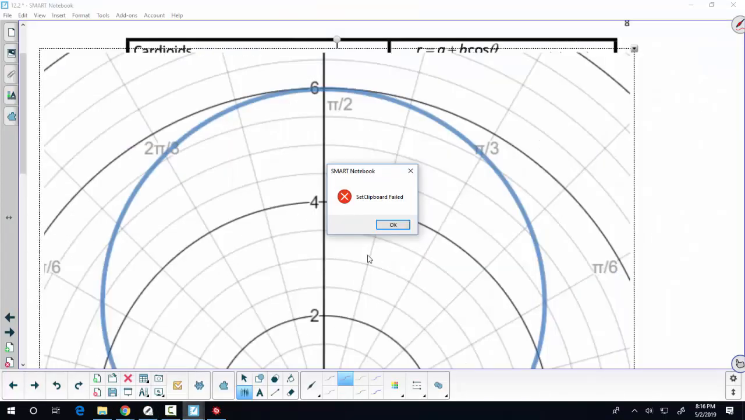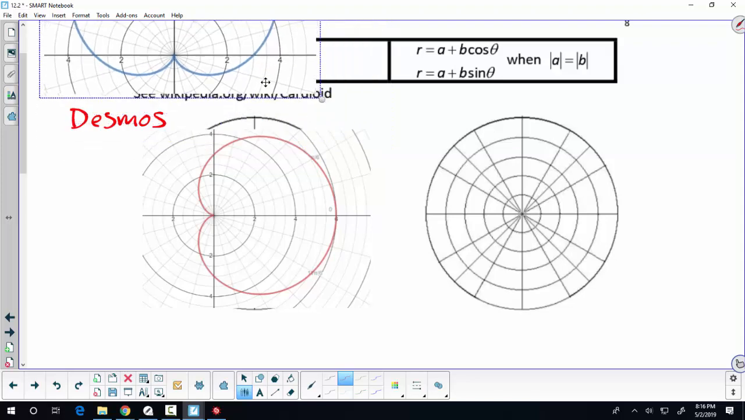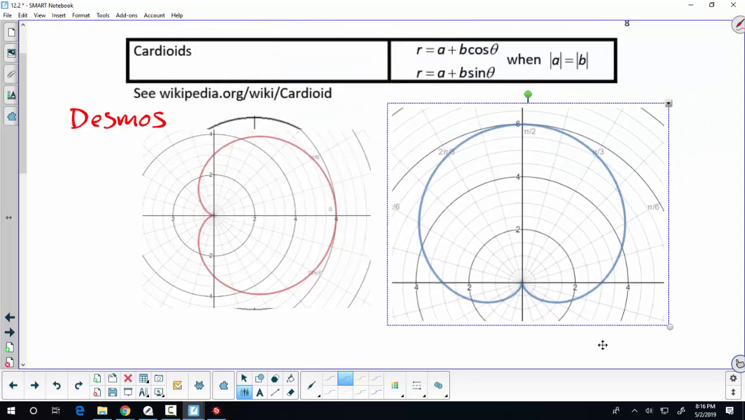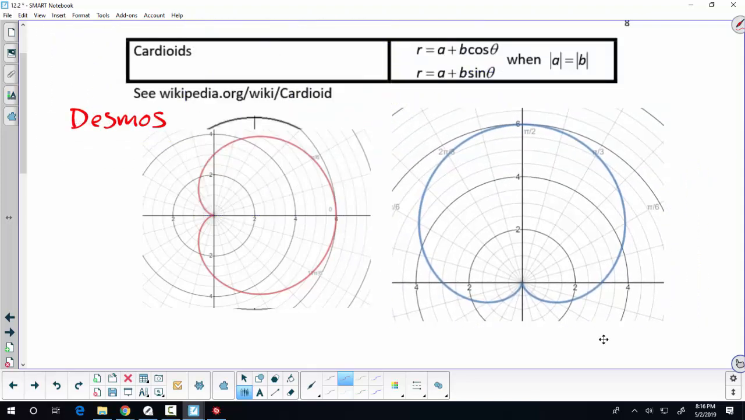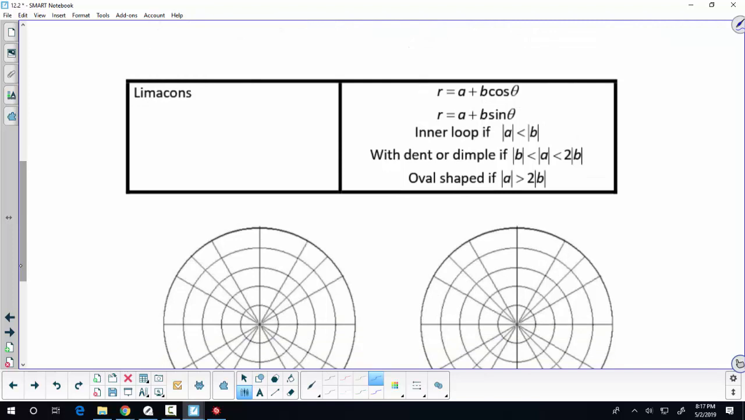And then typically how we see these in practice is it says find the area of this cardioid or something like that. So let's write our equations here. Okay, so those are cardioids when A and B are the same. When A and B aren't the same, you've got a couple of scenarios.